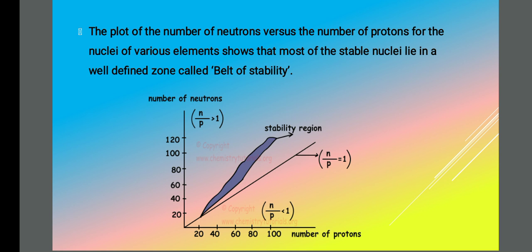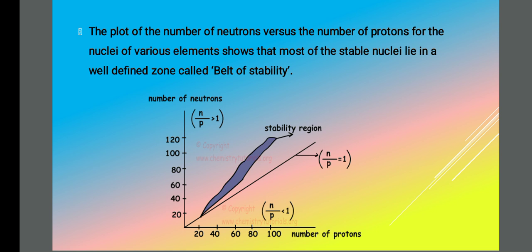I'll repeat. The nucleus of an atom consists of two things, one is proton, another one is neutron, and the neutron-proton ratio greatly influences the nuclear stability. What we are doing here is plotting the number of neutrons versus number of protons for various nuclei in a graph, and the most stable nuclei lie in an area called the belt of stability. So you see the graph very carefully.